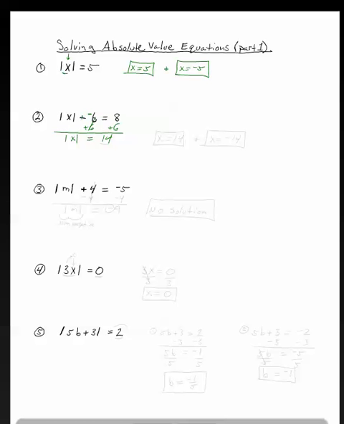So now I take what's inside the absolute values and set it equal to the positive and negative versions of this number. So I get x equals 14 and x equals negative 14. And those are my solutions.